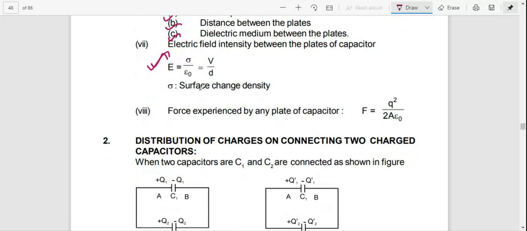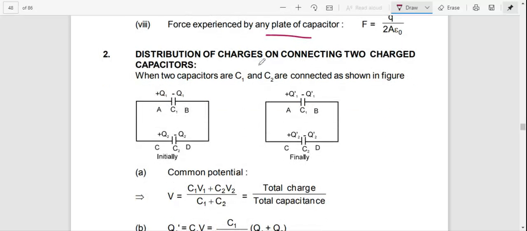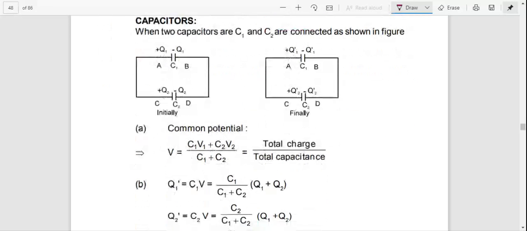Next, sigma is the surface charge density. Next, force experienced by any plate of capacitor: F is equal to Q square by 2A epsilon naught. Distribution of charges on connecting two charged capacitors.